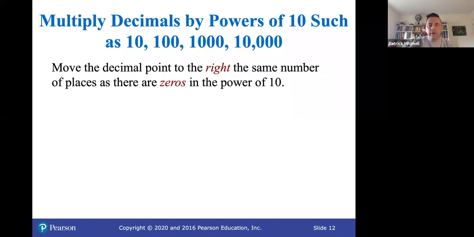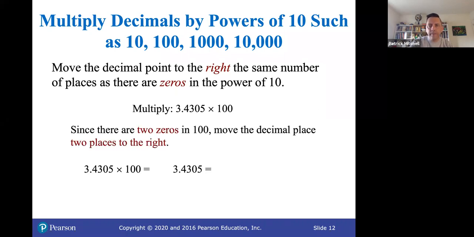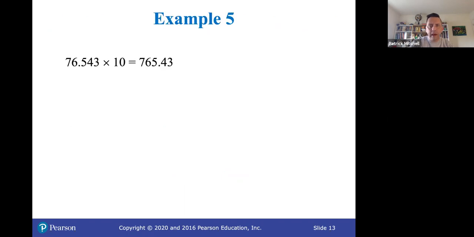Okay, so here are some examples of multiplying by large powers of 10. 3 and 4,305 10,000ths times 100. Because there are 2 zeros in 100, I'm going to move the decimal point 2 places to the right. The answer is going to be 343 and 5 hundredths. Okay, not too much suspense in that one. The answer came right up.